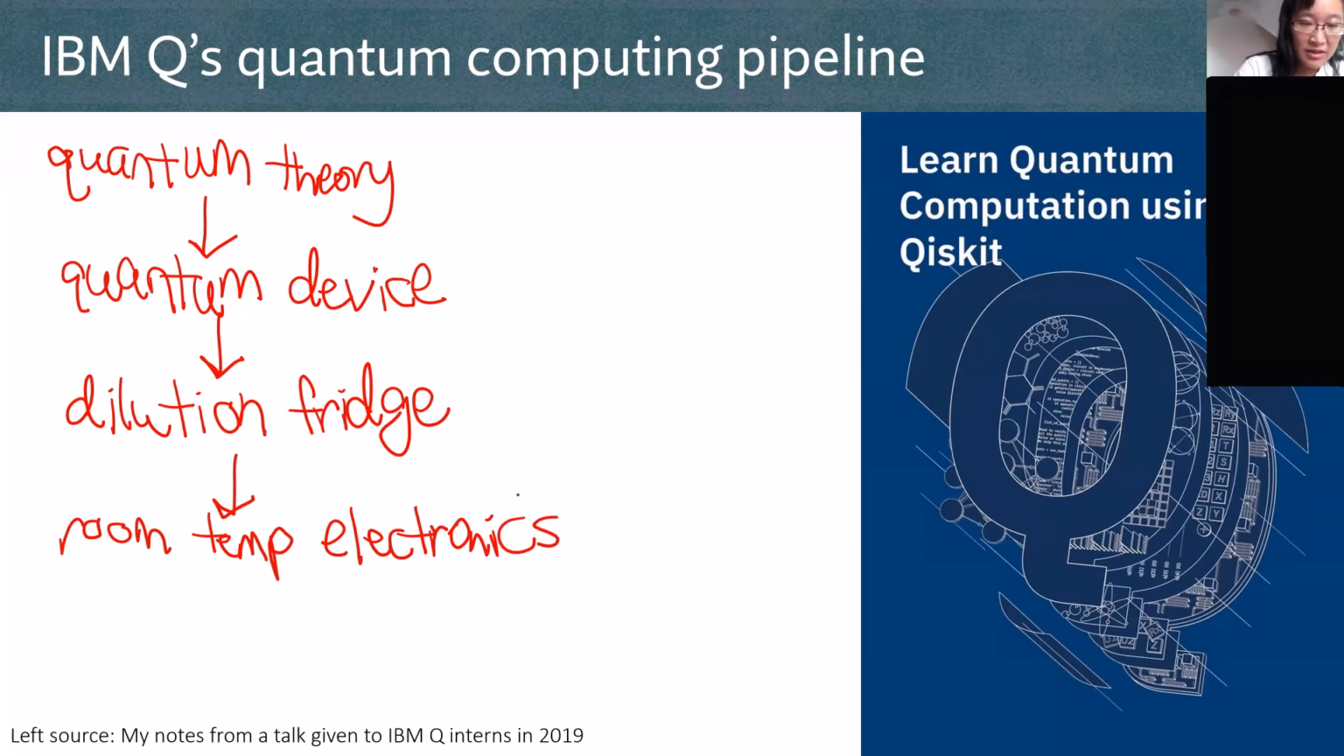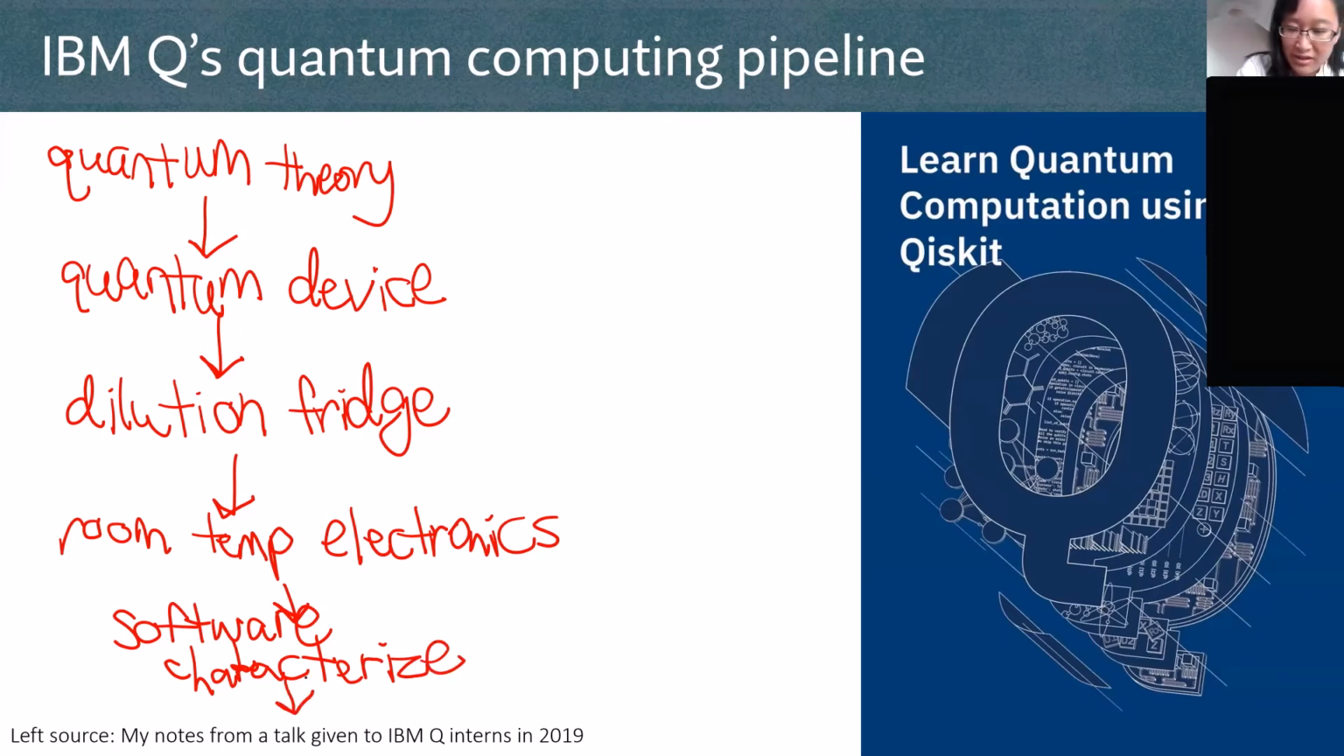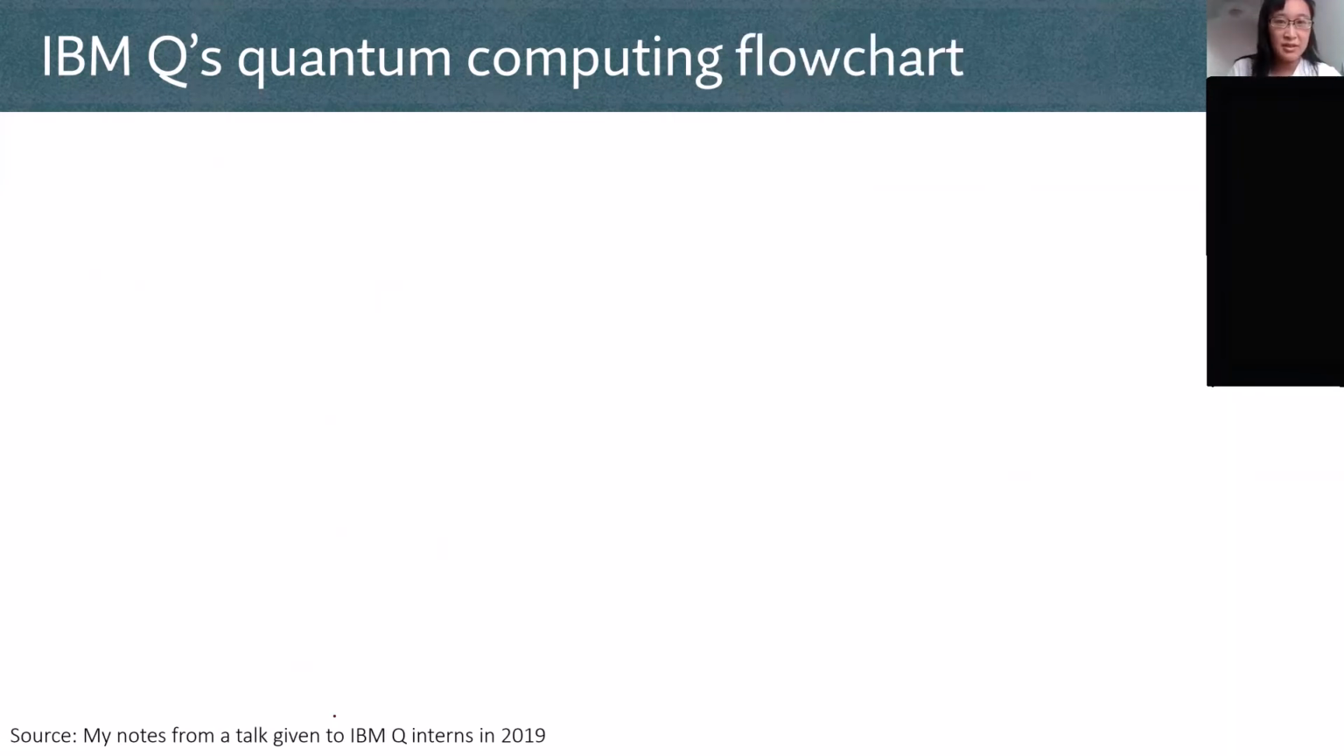And then you have software. That's the next step after that. And characterization. So you need to characterize your hardware, make sure it's doing what you expect it to do, calibrate for errors, and you also have a cloud. So this is probably, in general, the direction that changes flow. Although their actual flow chart is much more complicated.